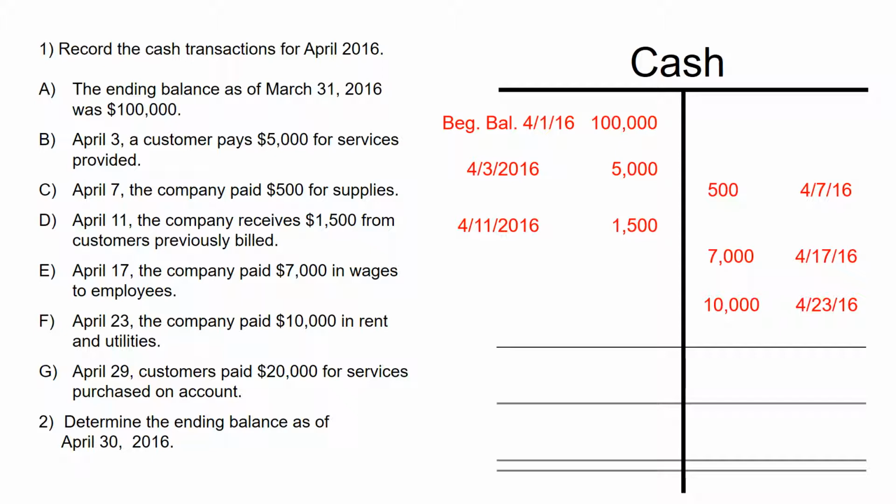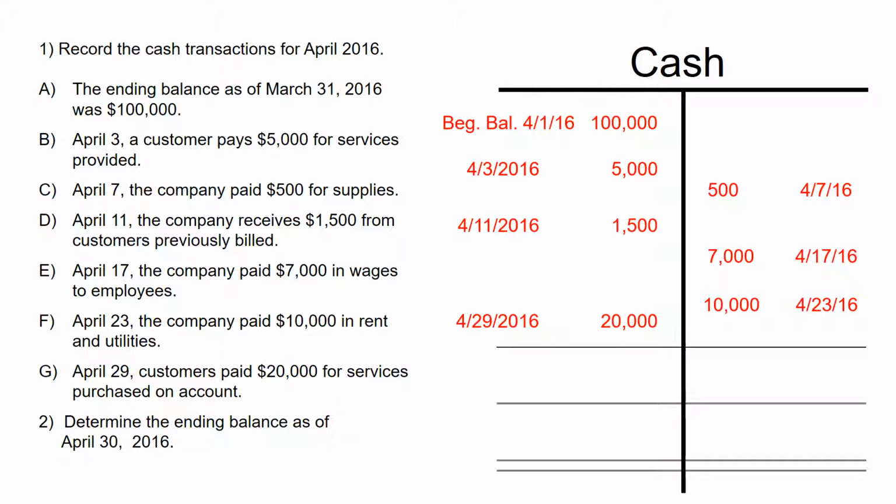G, on April 29th, customers paid $20,000 for services purchased on account. So the customer's making a payment for services, so the company's receiving cash. It's going to increase the cash account, so it's a debit of $20,000.